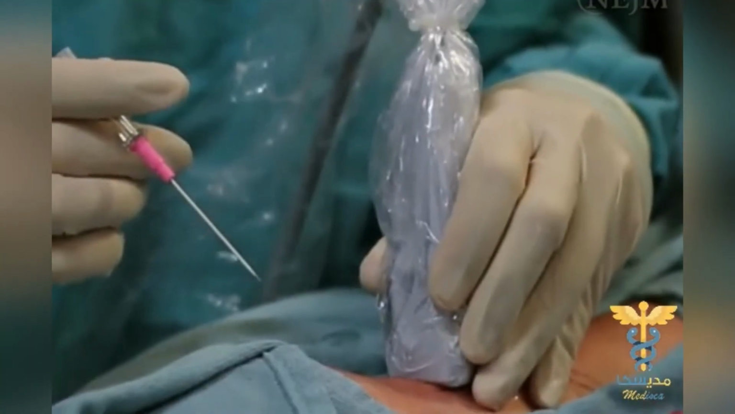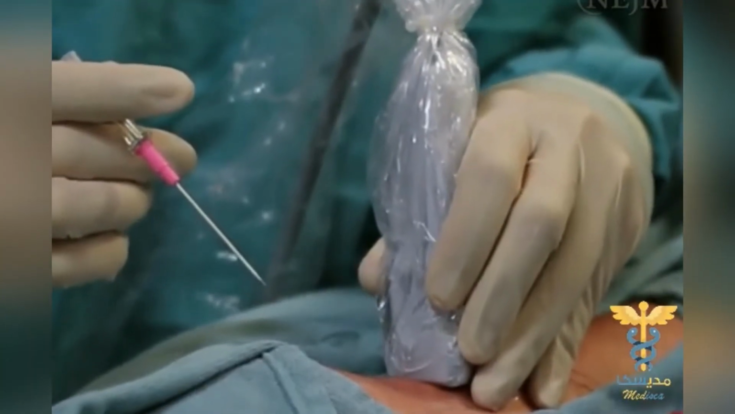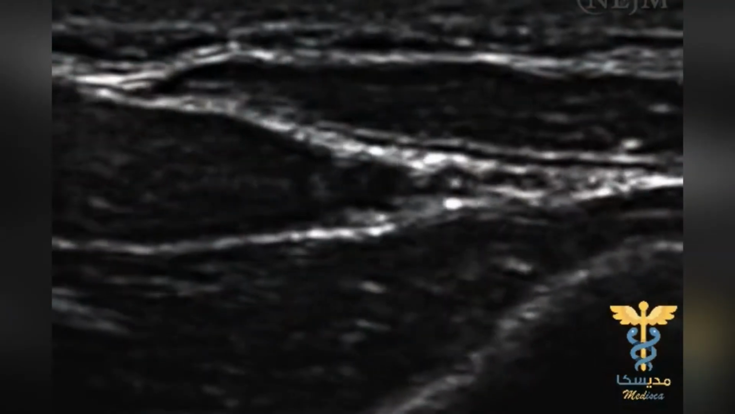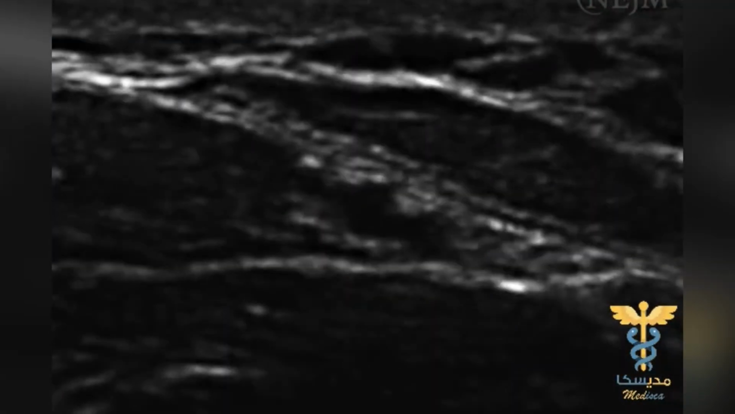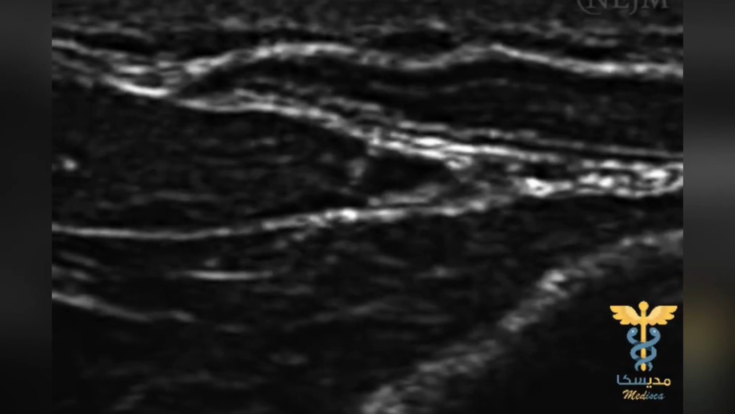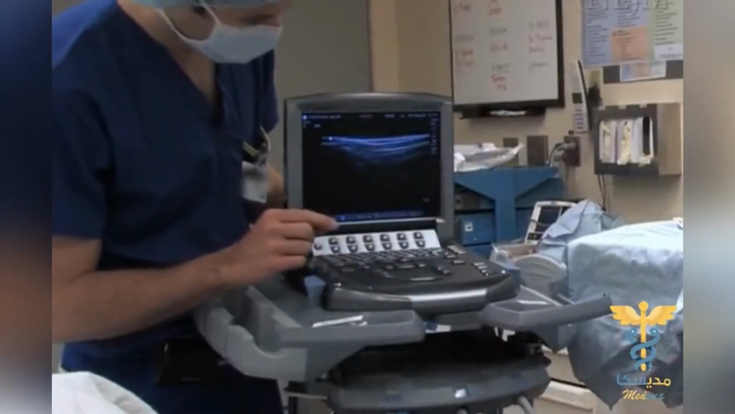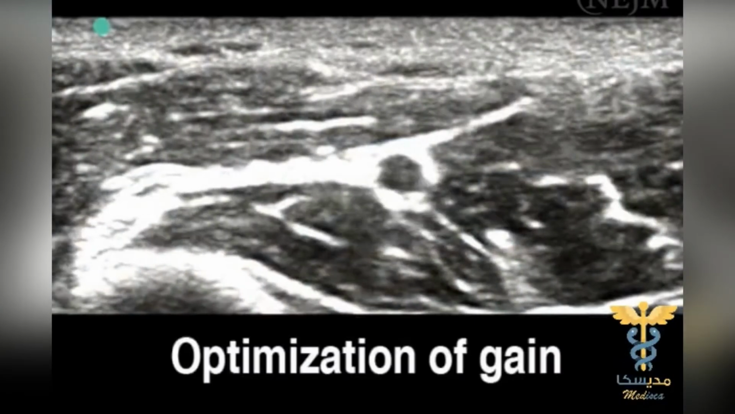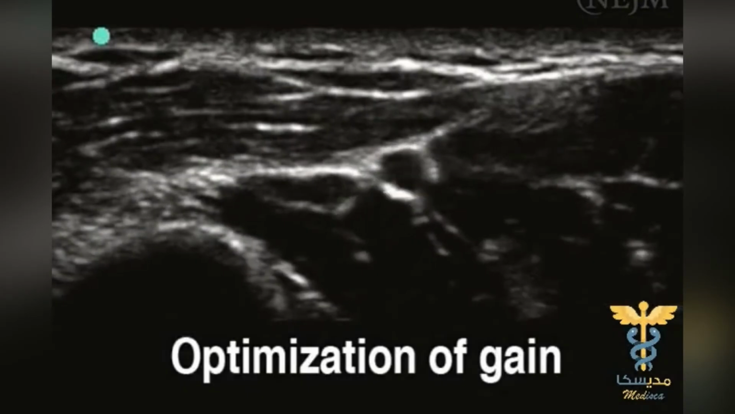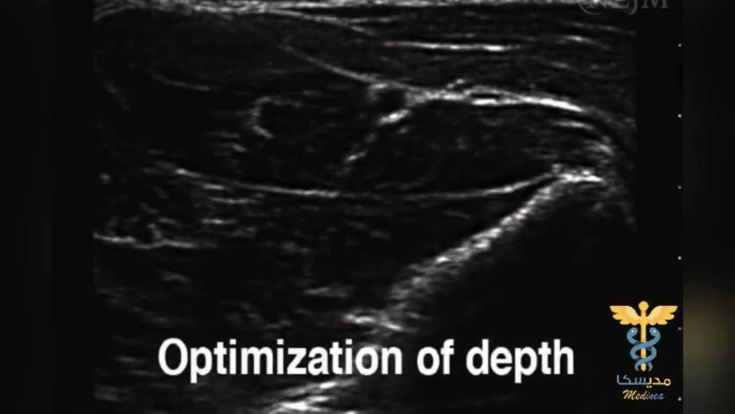If necessary, apply light pressure to help differentiate the artery from the veins. Veins will collapse while the artery will not. Have the assistant adjust the gain and depth of the ultrasound machine so that the artery appears in the center of the screen and is clearly visible.